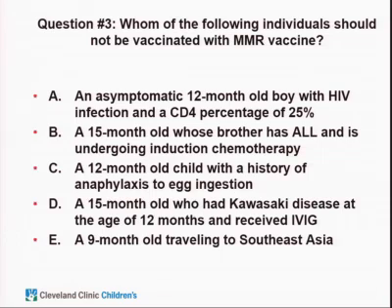Question 3, which of the following individuals should not be vaccinated with MMR vaccine? An asymptomatic 12-month-old boy with HIV who has a CD4 percentage of 25%, a 15-month-old whose brother has acute lymphocytic leukemia and is undergoing induction chemo, a 12-month-old with a history of anaphylaxis to egg ingestion, a 15-month-old who had Kawasaki disease at 12 months of age and received IVIG, or a 9-month-old traveling to Southeast Asia. So who should not receive MMR vaccine? I've already given you a couple of clues as to the answer to this one.